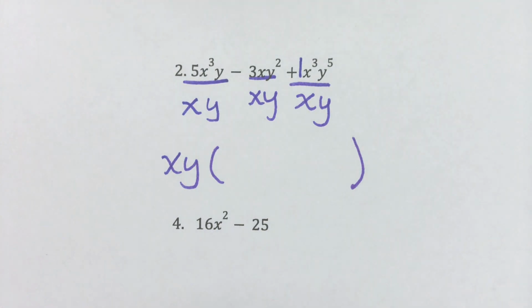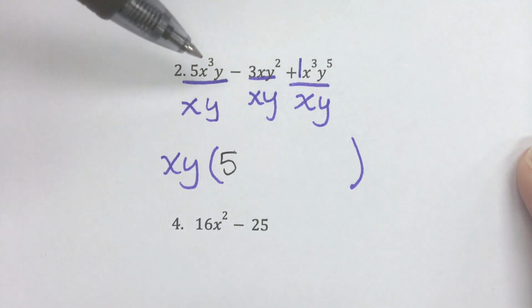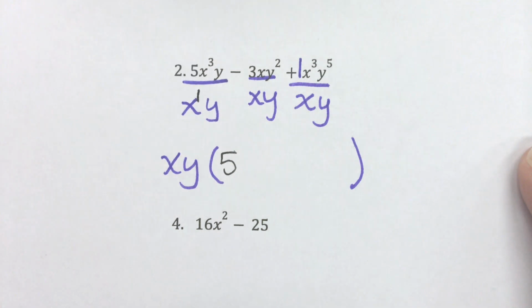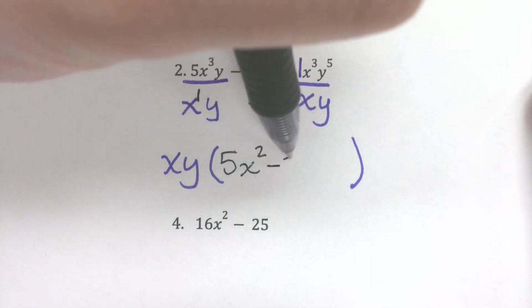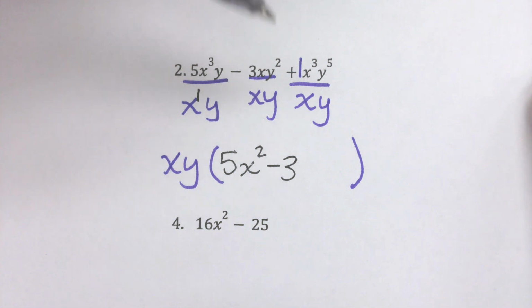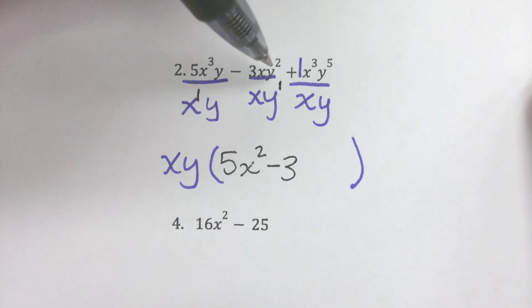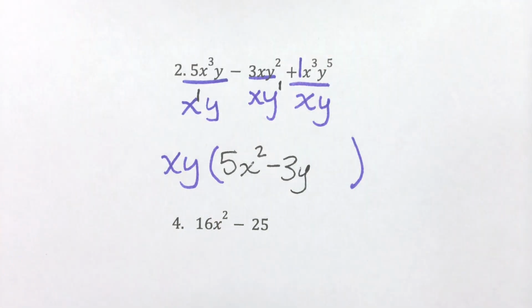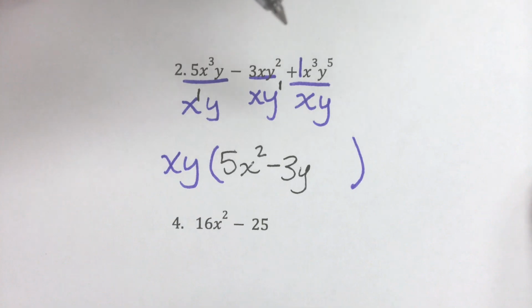And then we put the leftovers in parentheses. The 5 in the first term will come down. X cubed over x to the first, we subtract these exponents. 3 minus 1 is 2, so we have x squared. Y over y, those are going to cancel. We have 1 on top and bottom. Bring down the negative 3. X over x, those are going to cancel each other out. Y squared over y to the first, we subtract the exponents, and we have y to the first, or just y. Lastly, we have a 1.